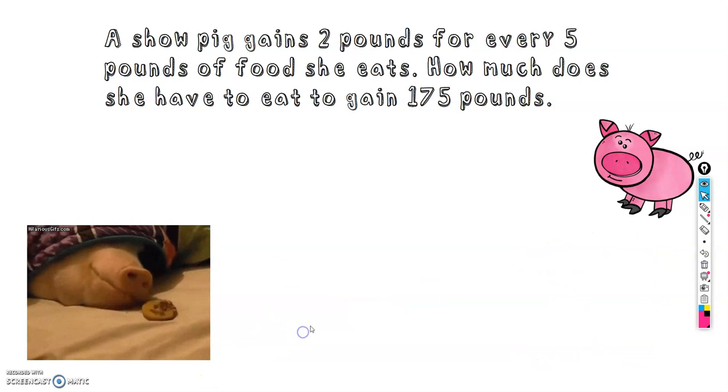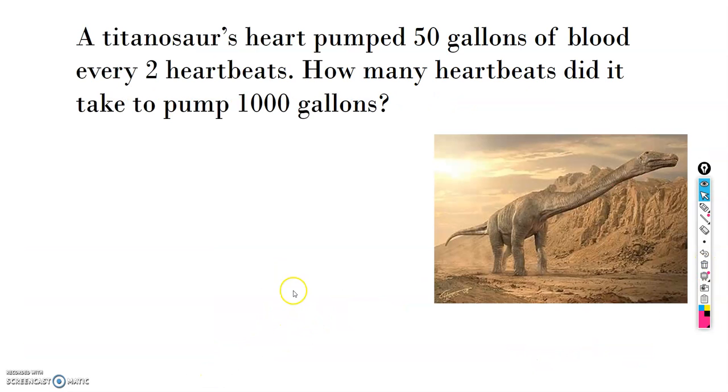So I think we have one more problem to try. A Titanosaurus heart pumped 50 gallons of blood every 2 heartbeats. How many heartbeats did it take to pump 1,000 gallons? So again, let's make sure that we have our units. So 50 gallons of blood, so I have blood to heartbeats. And it doesn't matter which one's on top. There's my blood, here's my heartbeats, just so I keep it straight. So if we have 50 gallons of blood to 2 heartbeats, which is a lot, guys. Think about that. It's kind of crazy.